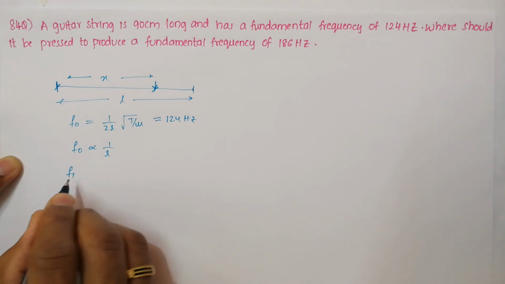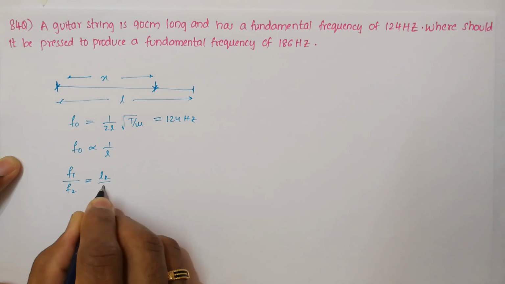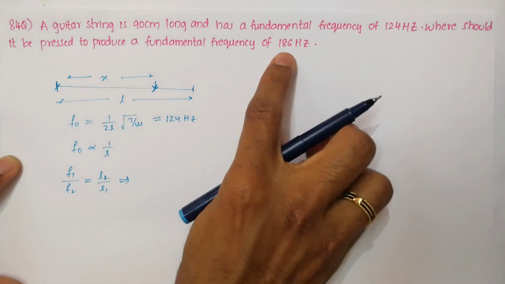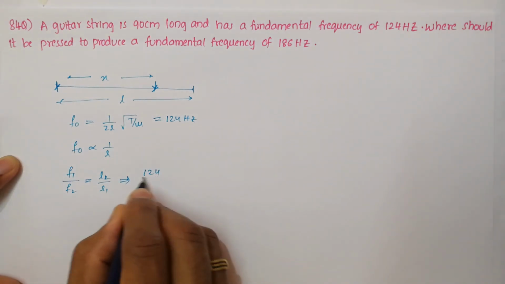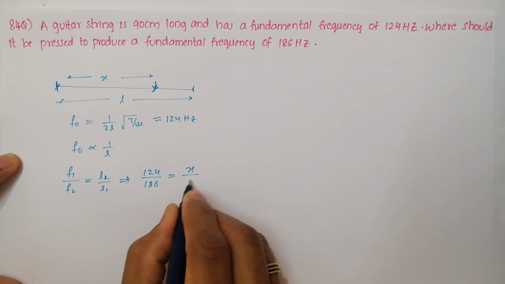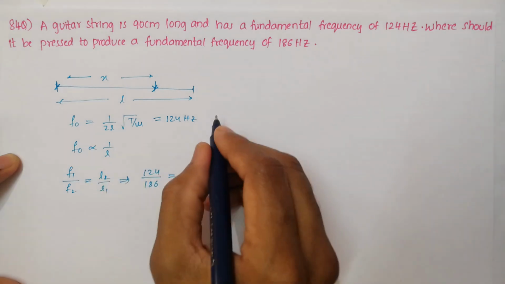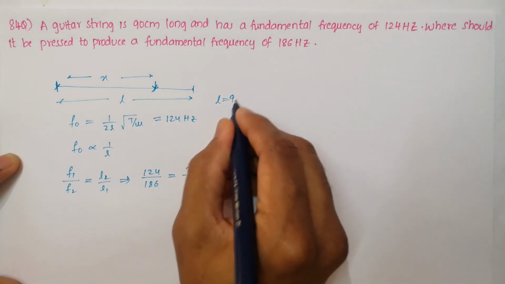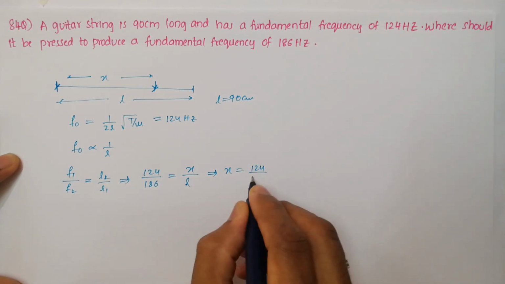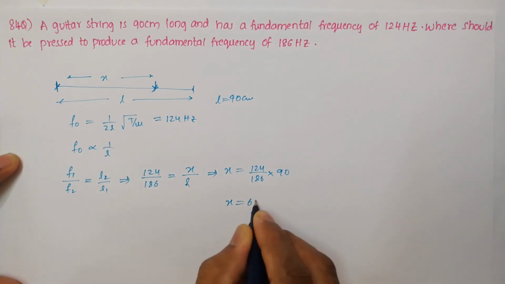So from here I can write f1 by f2 is equal to L2 by L1. This is how we can write. So from here he is saying f2 value is 186 Hertz. So f1 is 124, so 124 by 186 should be equal to L2, which is x, by L. And L value is given as 90 centimeters. So from here we'll get x is equal to 124 by 186 into 90. So x is equal to 60 centimeters.